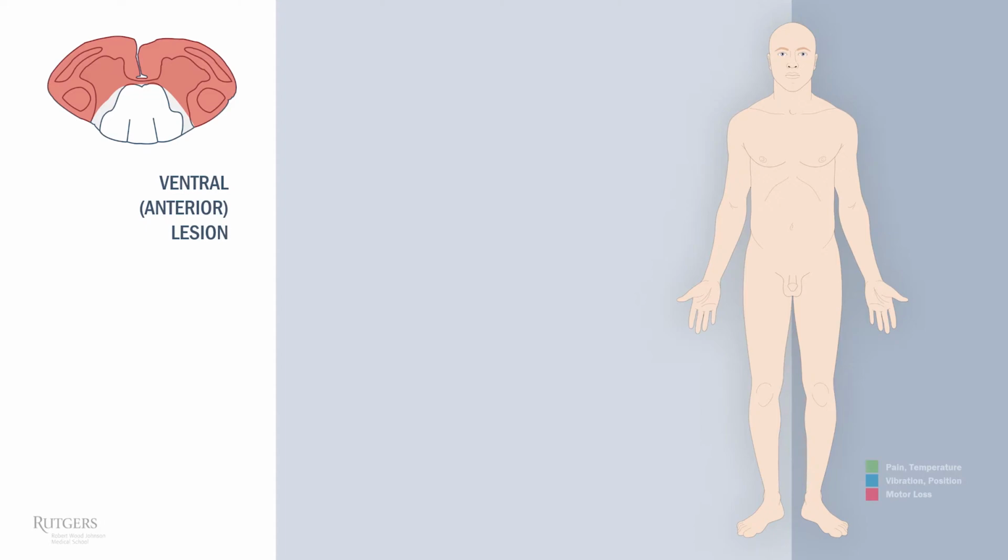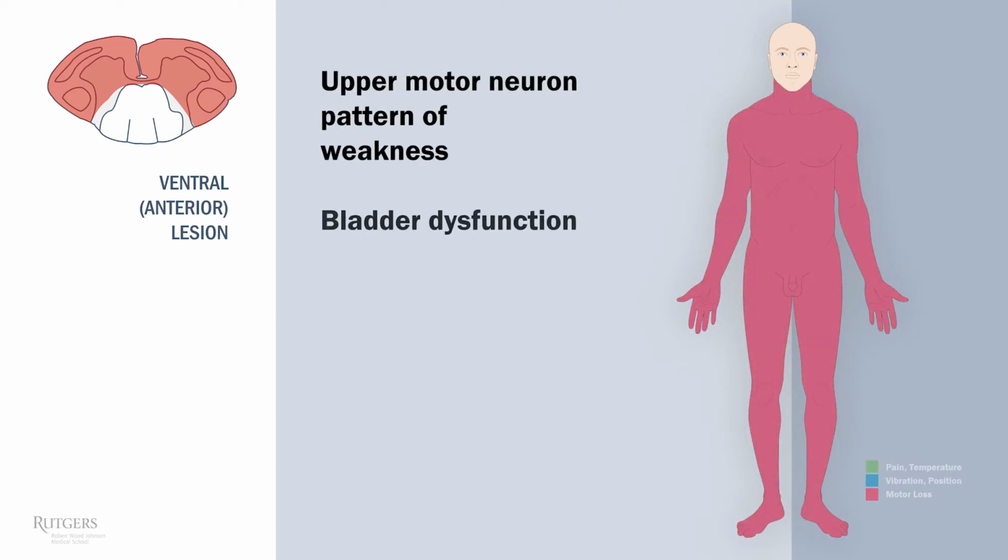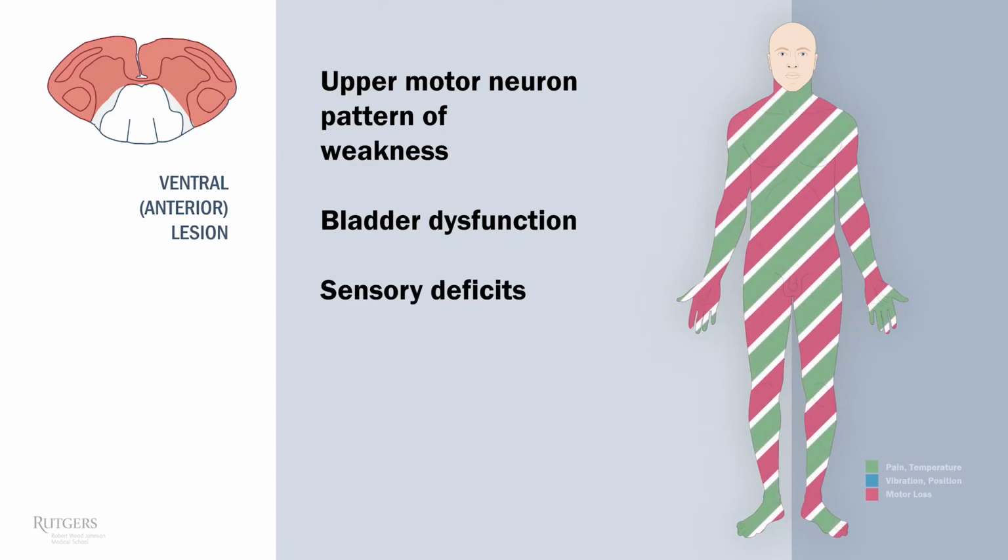What signs would you get if only the anterior cord is damaged? Well, everything but vibration and proprioception will be dysfunctional. That means upper motor neuron pattern of weakness, bladder dysfunction, and pain and temperature deficits below the level of the lesion, just like in a complete transverse cord lesion.